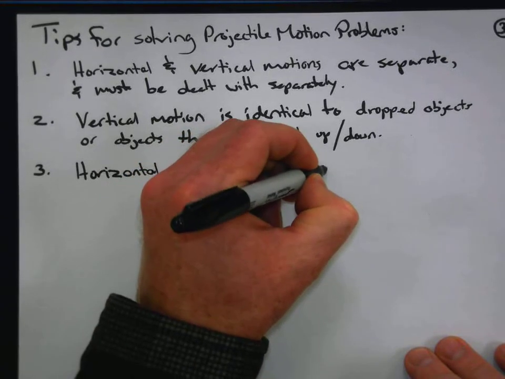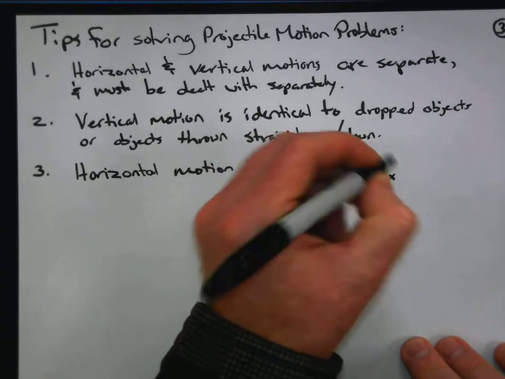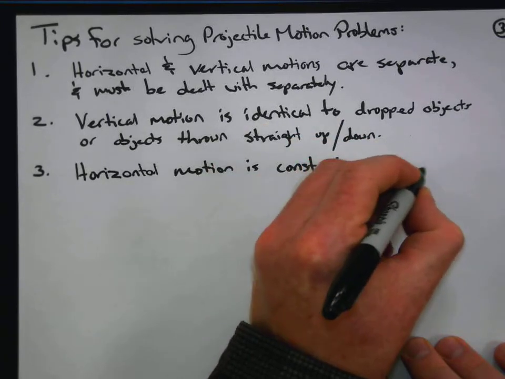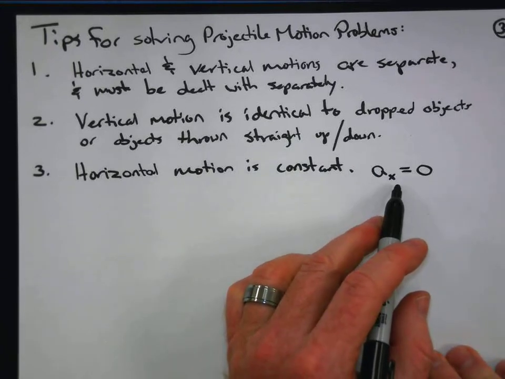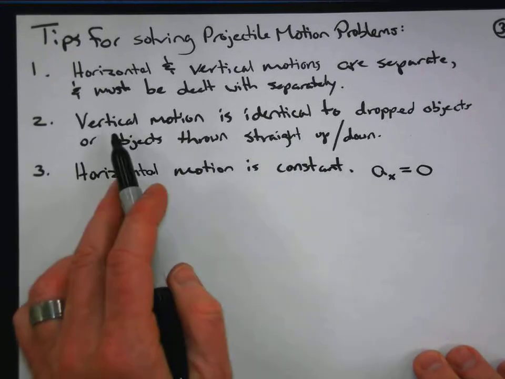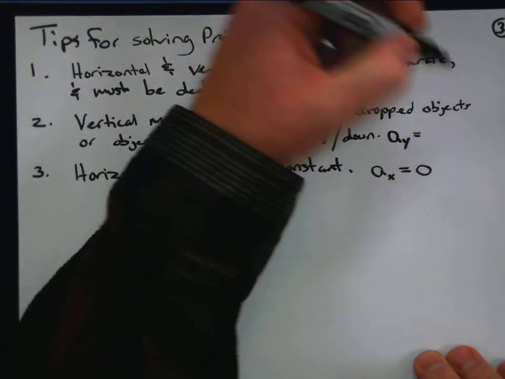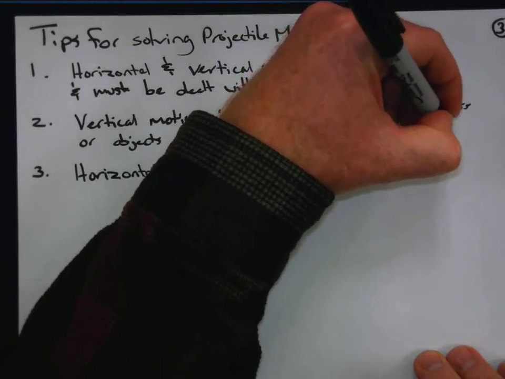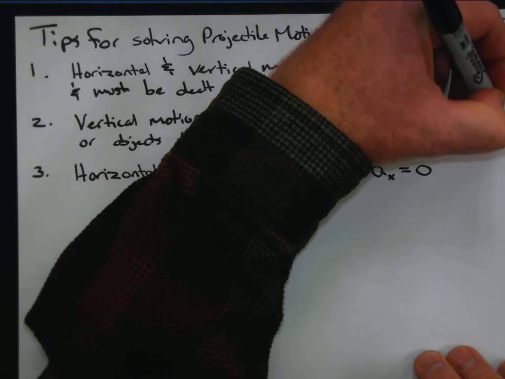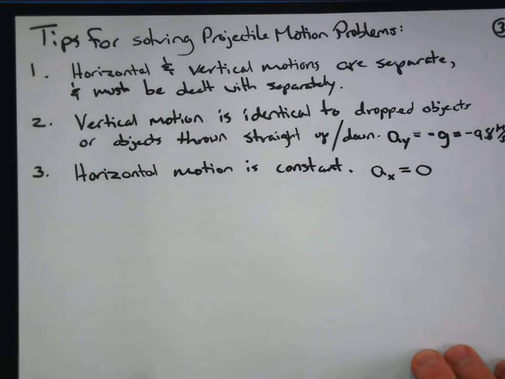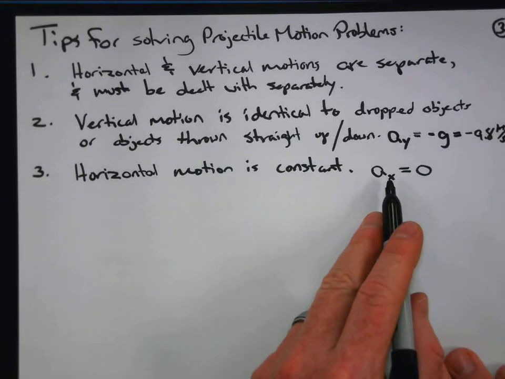I'll just write constant. Horizontal motion is constant. In other words, acceleration in the horizontal direction is 0, right? Well, if I'm going to say this about the horizontal acceleration, what's the acceleration in the vertical direction? Acceleration in the y direction? Well, that's going to be equal to g, right? Except it's in the downward direction. So we'll say negative g, and that's equal to negative 9.8 meters per second squared. So that's your vertical acceleration and your horizontal acceleration.